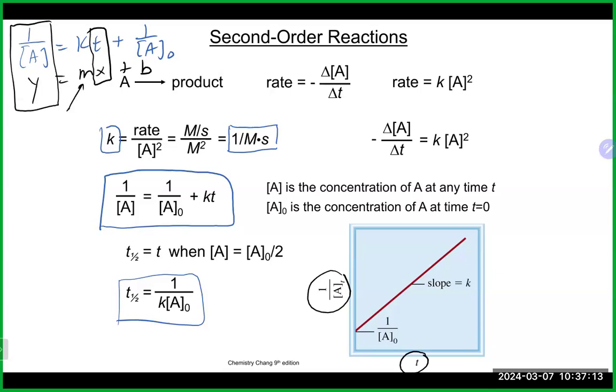The reason the slope of this one is equal to just k and not negative k is, the slope of this line should give you what type of number? Positive number. So you have a positive number, again giving you that positive value for the rate constant here.